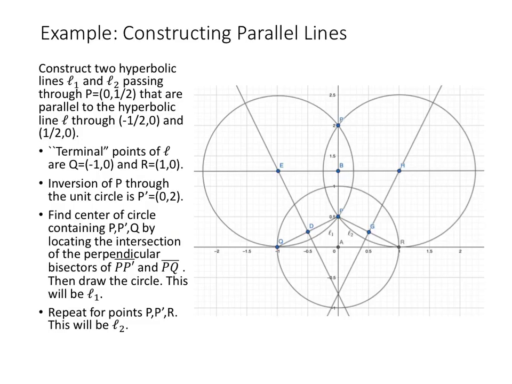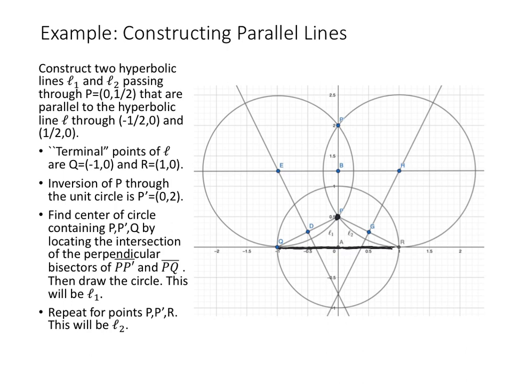So it can be kind of fun to use compass and straightedge or GeoGebra to produce figures like the one that we saw on the last slide. In this example, we're going to start with a hyperbolic line. In this case, it's just this diameter of the unit circle. And the external hyperbolic point is going to be this point P, which has coordinates (0, 1/2).